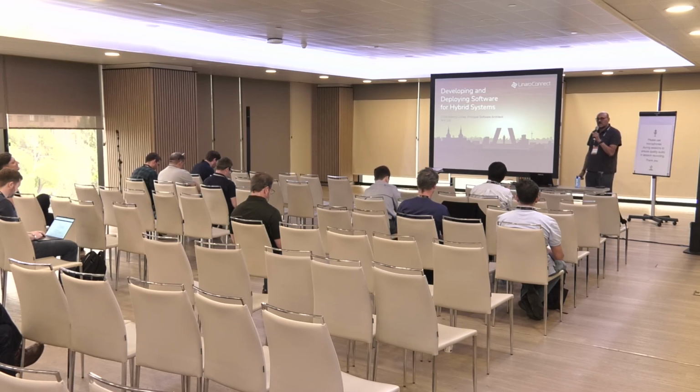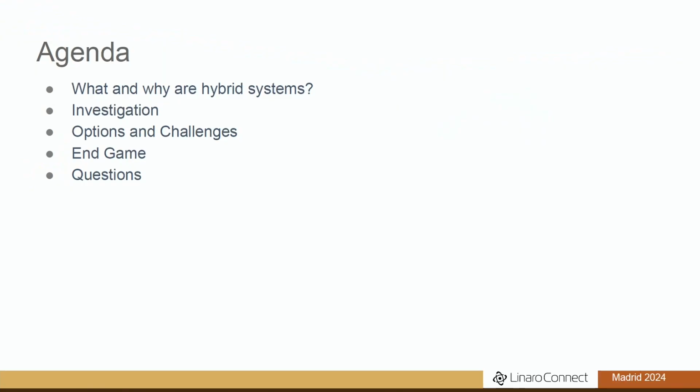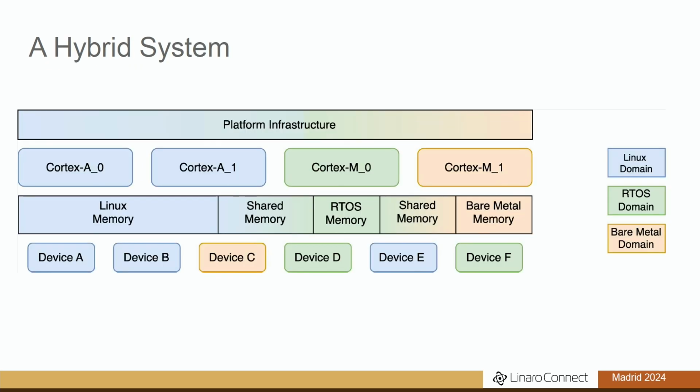Today I'm going to be talking about some work that we've done to look at how you develop and deploy software for hybrid systems today and how we might like to do those things. First of all, I'm going to very briefly talk about what a hybrid system is in our definition, why people would want them. I'm going to talk about the work that we did and then some of the challenges that we found, and finally a hopefully vision for where we might get to, and hopefully at the end time for questions.